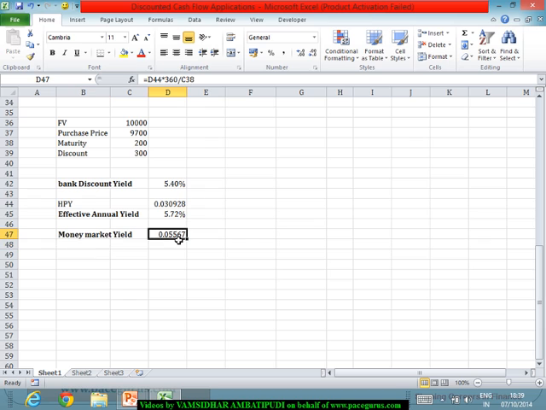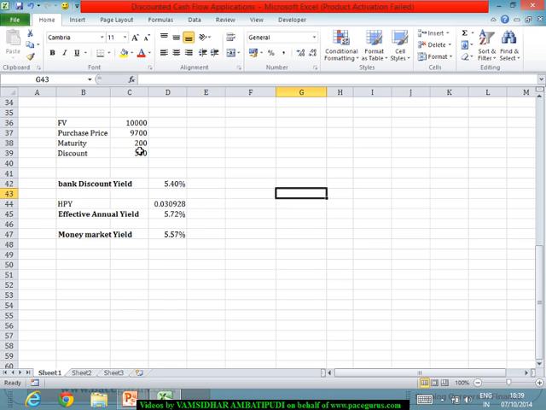So this is saying 5.56 or 5.57% is the money market yield. The money market yield is generally larger than the bank discount yield, because the money market yield is taking the holding period yield rather than the discount rate.